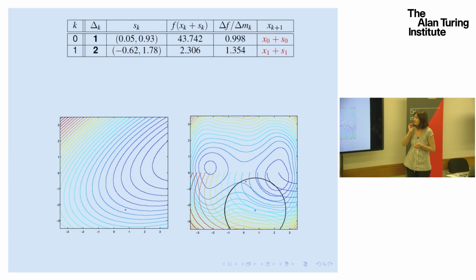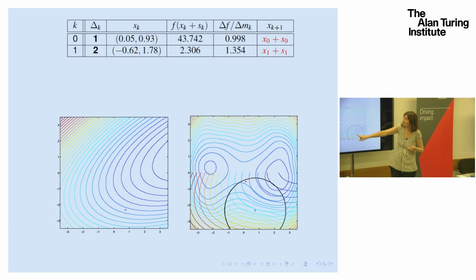So I go to this. I've moved to my next point. I've taken the step, but I've also enlarged my trust region radius. Because if you always shrink it in the course of the algorithm, you will end up making very slow progress. So now I'm here.